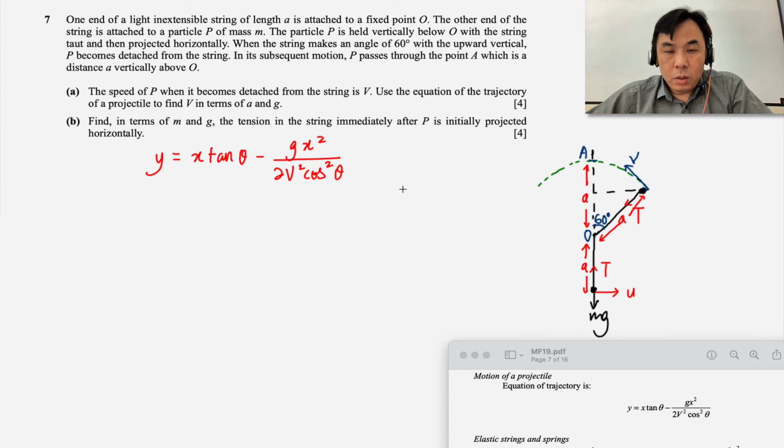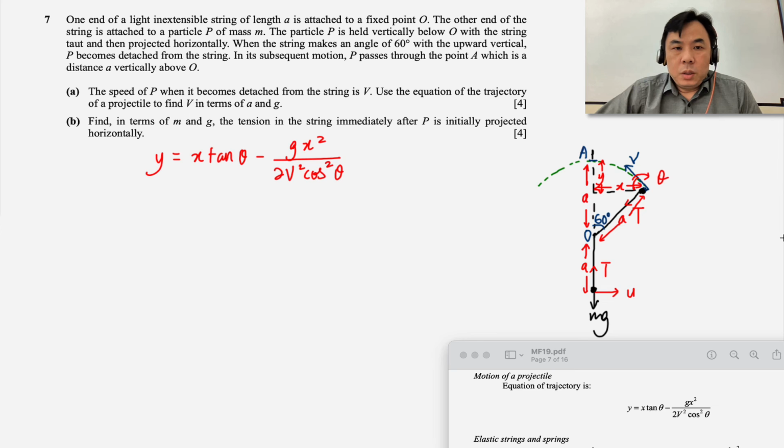Once you have obtained this equation, you need to know what we are looking at. First of all, y basically represents the vertical height. If you are referring to the projectile motion, the moment the particle detaches itself will be somewhere here, and that is y. And how far the particle is horizontally when the vertical height is y, that is referring to x over here. The angle theta is the angle made by the velocity with respect to the horizontal line. This is theta. So we basically have everything. All we need to do is substitute for every variable with respect to the context of this setting.